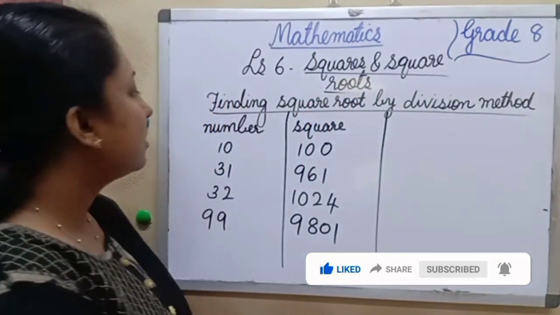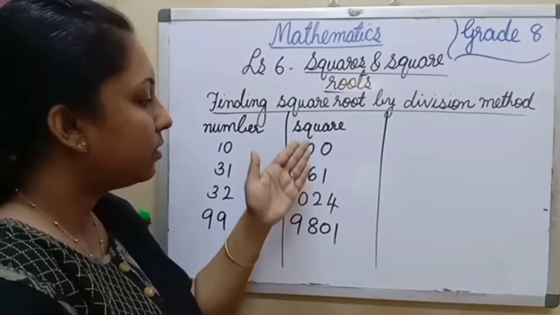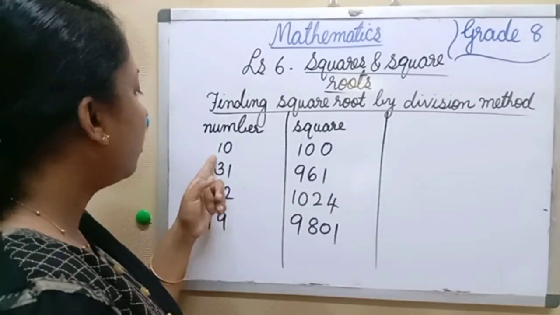Math book. In the previous class we discussed exercise 6.3. Today we can start a new topic, finding the square root by the division method. See this number, a square, also written as a perfect square.